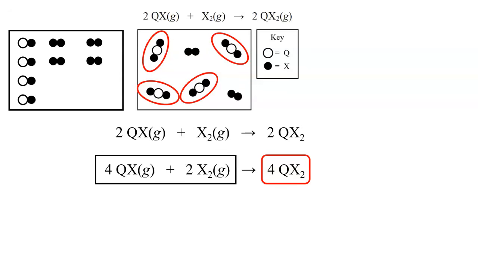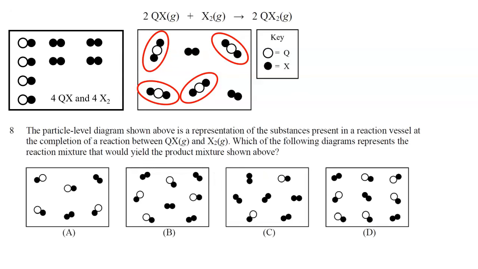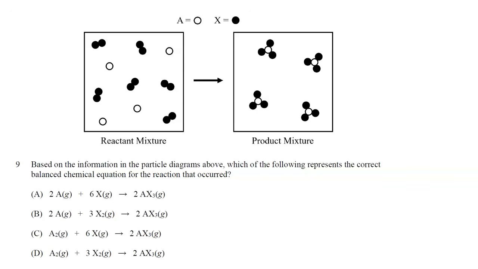And what you see in the upper left corner of this slide, that is the correct answer that I'm looking for. I'm looking for a particle diagram that contains the following molecules: 4 molecules of QX and 4 molecules of X2. That reactant mixture would have produced the product mixture that we were given. So the correct answer to question 8 is not A. The correct answer is choice B. Choice B is the correct answer, which contains 4 molecules of QX and 4 molecules of X2. Now, let's take a look at question 9.